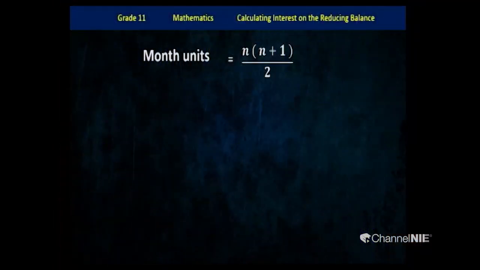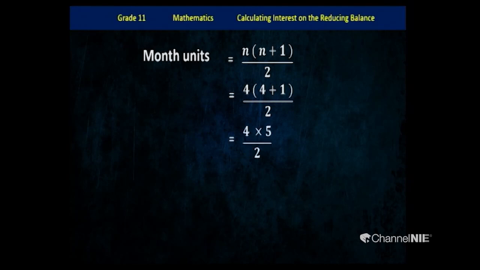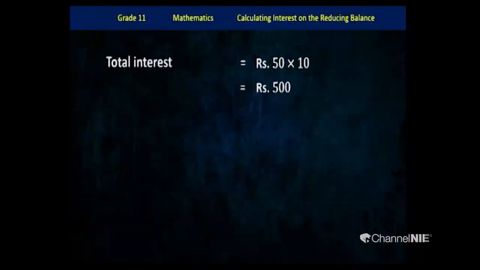Now month units, n into n plus 1 divided by 2. n means 4 months. 4 into 4 plus 1, that means 5. 4 into 5 divided by 2. 4 times 5, 20. 20 divided by 2, 10. Then there are 10 month units. Now interest for a month unit is 50. There are 10 month units. We can find the total interest. 50 into 10, 500. The total interest is 500.